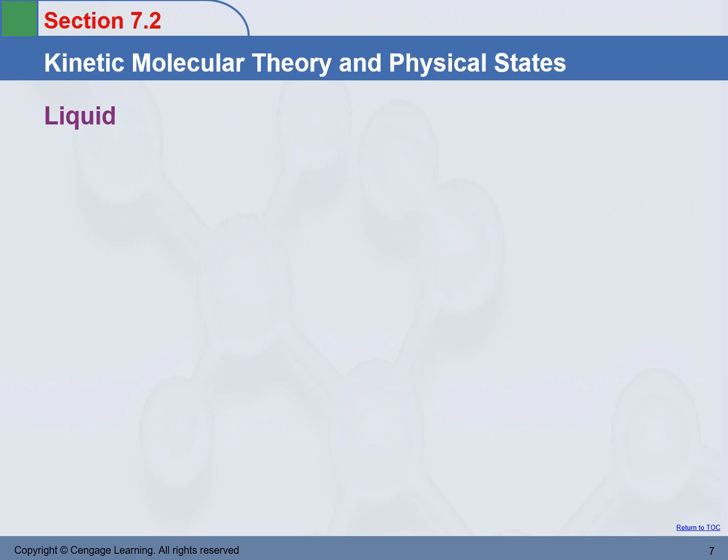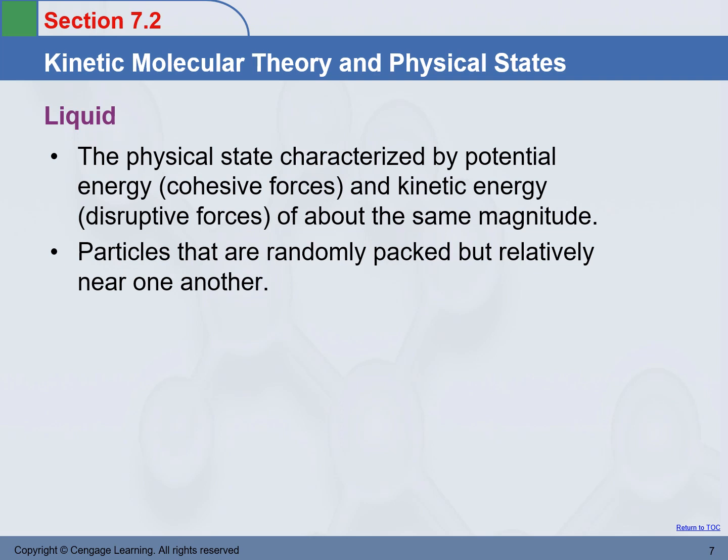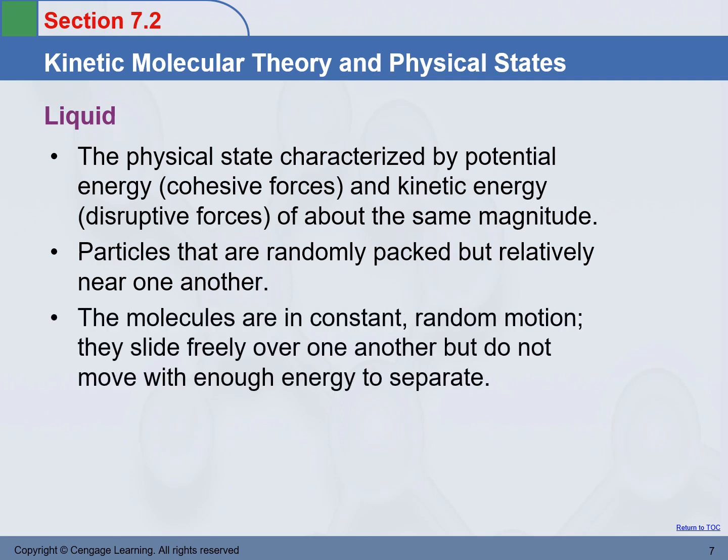Now let's look at the liquid state. In the liquid state, the potential energy and the kinetic energy are comparable. They are about the same magnitude. No one is winning. So particles are still very close to each other. However, they have more freedom. They can move freely over one another. They cannot move away from each other, but they have some more freedom than the particles in the solid state.